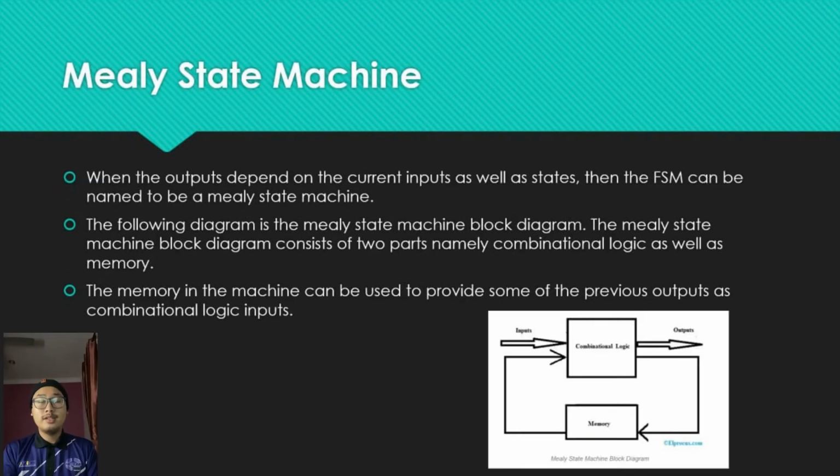The first type of state machine is the Mealy state machine. When the output depends on the current inputs as well as the current state, then the FSM can be named a Mealy state machine. The following diagram is the Mealy state machine block diagram. It consists of two parts, namely combinational logic as well as memory. The memory in the machine can be used to provide some of the previous output as combinational logic inputs.